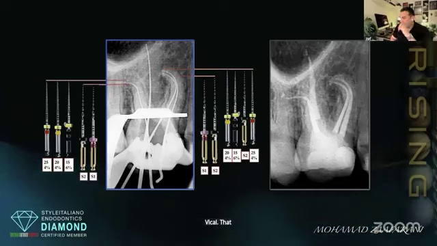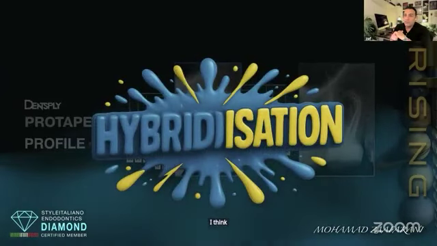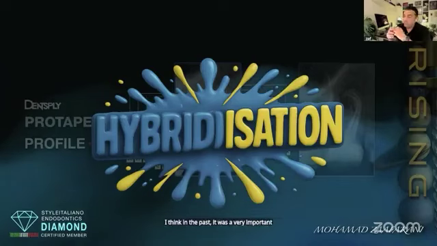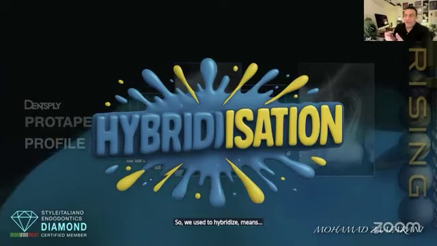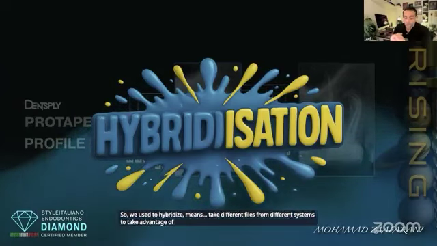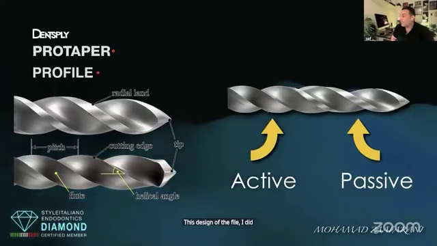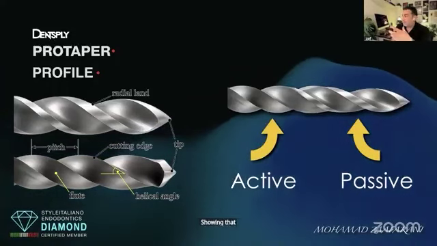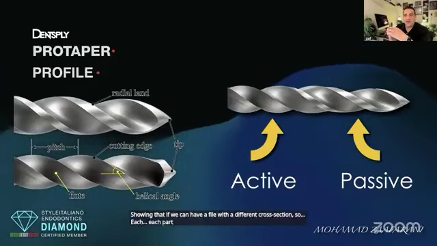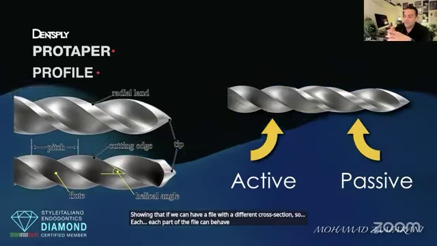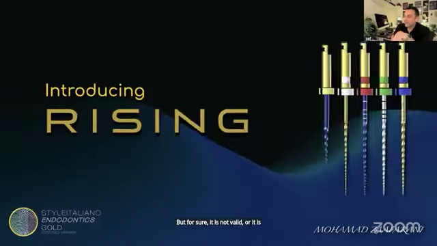That lets me talk about hybridization, which I think in the past was a very important part of endodontist practice. We used to hybridize, meaning we took different files from different systems to get the advantage of each one in specific situations. This file design, which I made a long time ago, showed that we can have a file with different cross sections, so each part of the file behaves differently in a specific part of the canal. But for sure it is not present now.